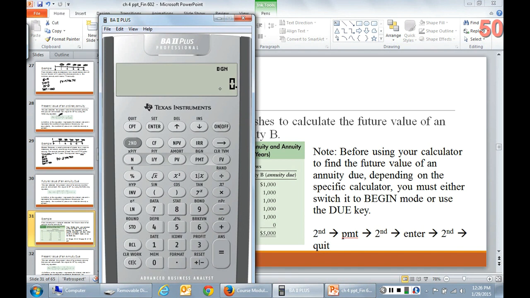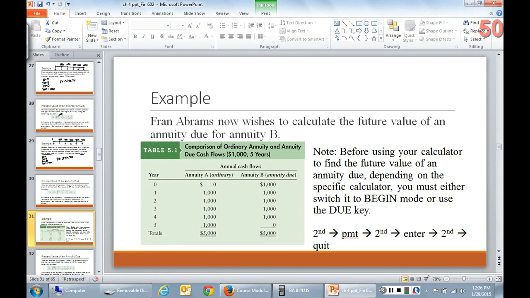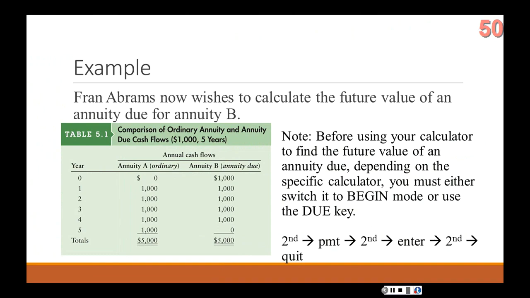So now our calculator is in begin mode. We know this because it has a BGN in the upper right hand corner. So we can put this in our calculator now. Now that we have it in begin mode, we enter it in exactly the same way as we did the ordinary annuity.